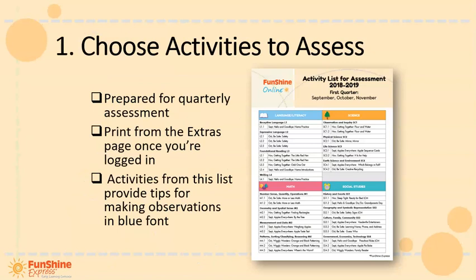We've taken the guesswork out of choosing assessment opportunities. Our writers have identified one activity for each indicator and listed them on a quarterly assessment sheet similar to this one. This is a 2-page document that has been prepared to help you assess each standard at least 1 time quarterly. If you assess the activities on these activity lists, you will have gathered 4 assessments for each standard. This sheet can be found and printed on our Extras page in the Assessment with FunShine Digital area.